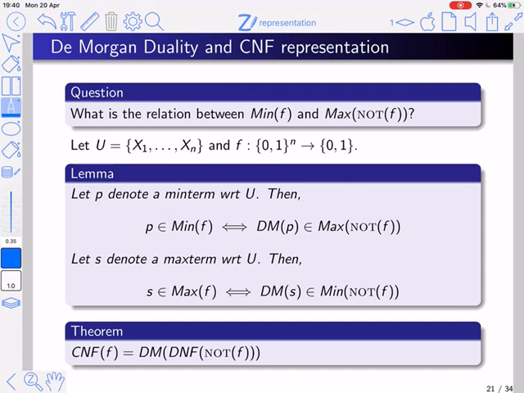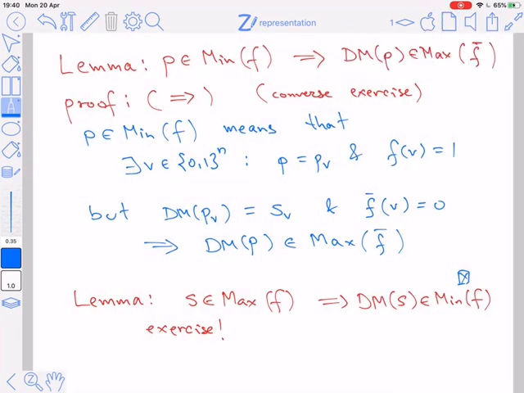And the same type of theorem applies with respect to max terms. So if S is a max term of f, then the DeMorgan dual of S is a minterm of the negation of f, and vice versa. Okay, so let's try to prove this lemma. In fact, the proof of the lemma consists of 4 parts. You need to prove the implication in one direction, then in the other direction, and then do the same for the second part of the lemma. I'll prove just one implication.